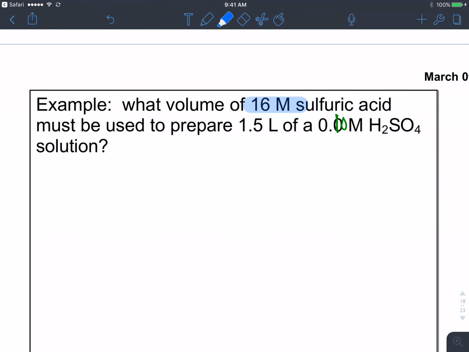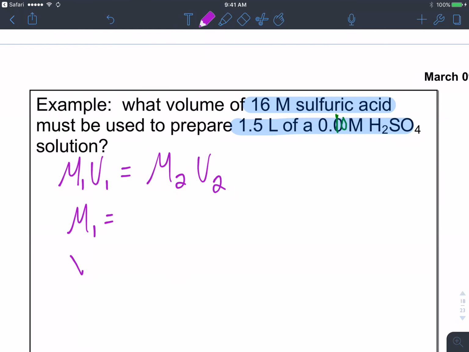So let's highlight our important information. We have 16 molar sulfuric acid. We have 1.5 liters of a 0.1 molar H2SO4 solution. We have a lot of information, and you need to recognize that we're preparing a new concentration of something. So I'm going to say, all right, here's my M1V1 equals M2V2. I need to identify what my M1 and my V1 are, and then what my M2 and my V2 are.